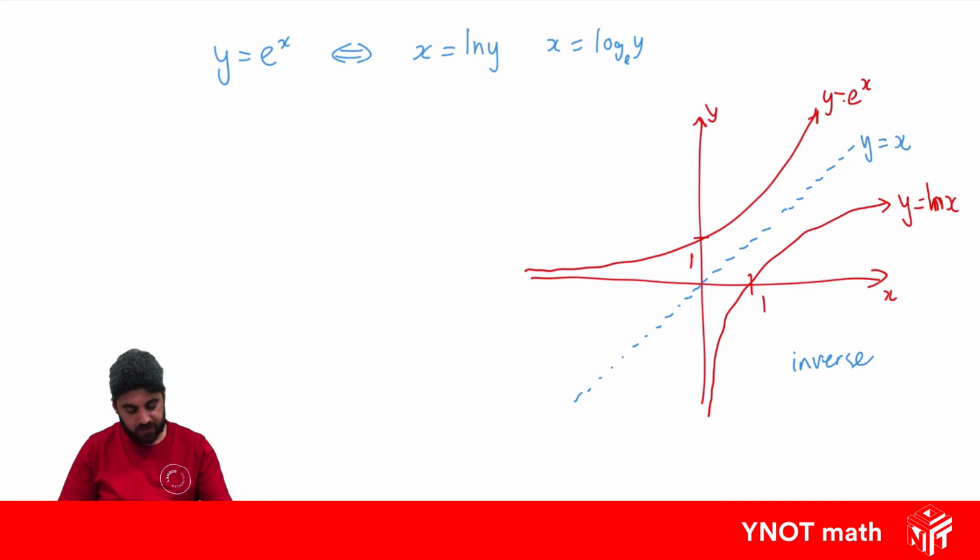And what that means is, if we have y equals e to the power of x, let's have a look when we let our input be x equals 0. So when x equals 0 here, we get e to the power of 0, and anything to the power of 0 is 1. So we get y equals 1 as our output.